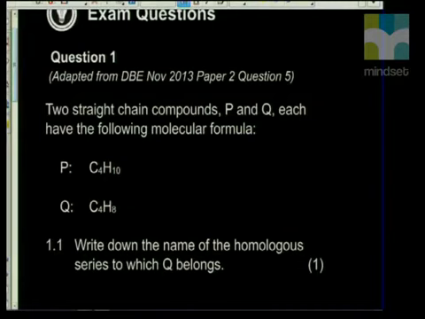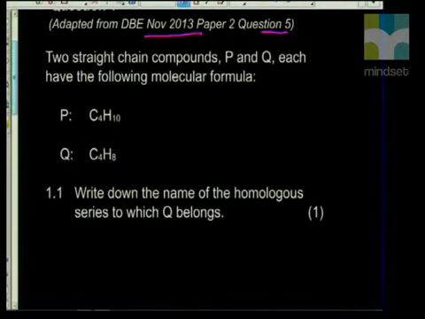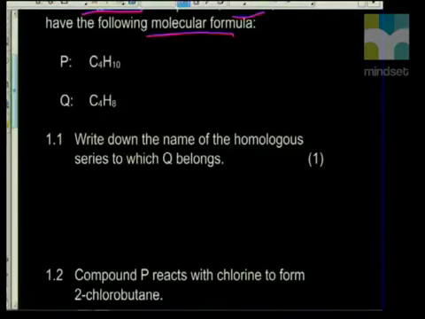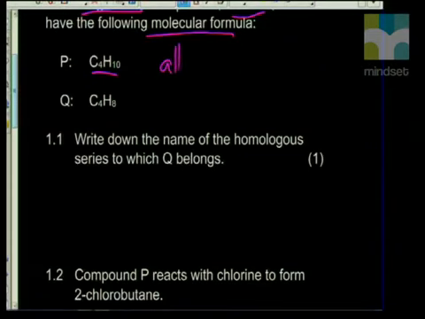So the first question we're going to do is taken from the November 2013 paper, question 5. It tells us that we've got two straight chain compounds, P and Q, and each have the following molecular formula. See how important terminology is with organic chemistry? You need to make sure that you understand all of these terms very well. So P, C4H10, what homologous series does that belong to? Well, 4 times 2 gives me 8, plus 2 is 10. So I know that this is an alkane.